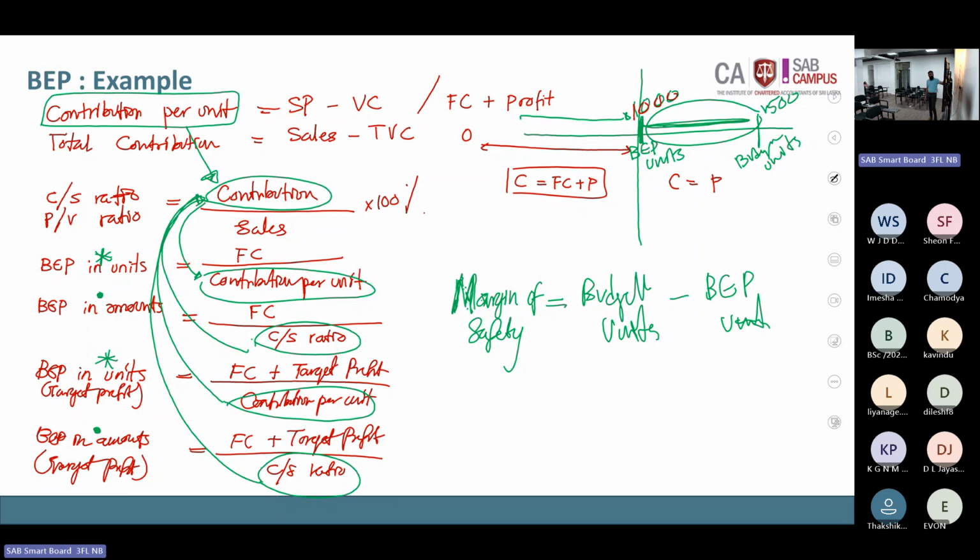The contribution value is not fixed cost plus profit; it is only profit after the break-even point. If we know the margin of safety units, we can directly multiply it by the contribution and get the company profit.